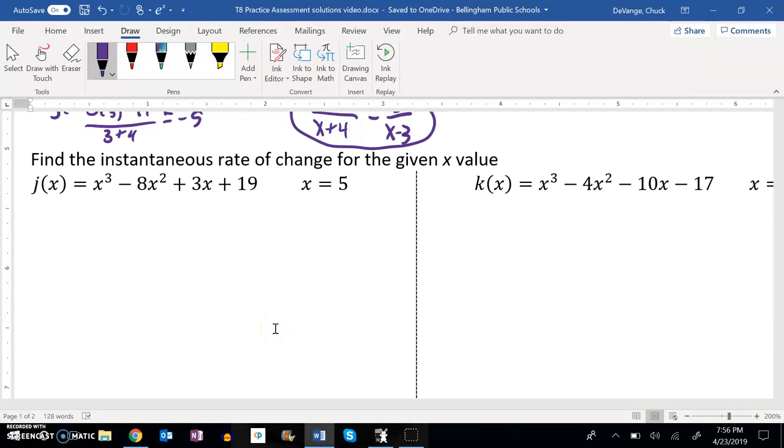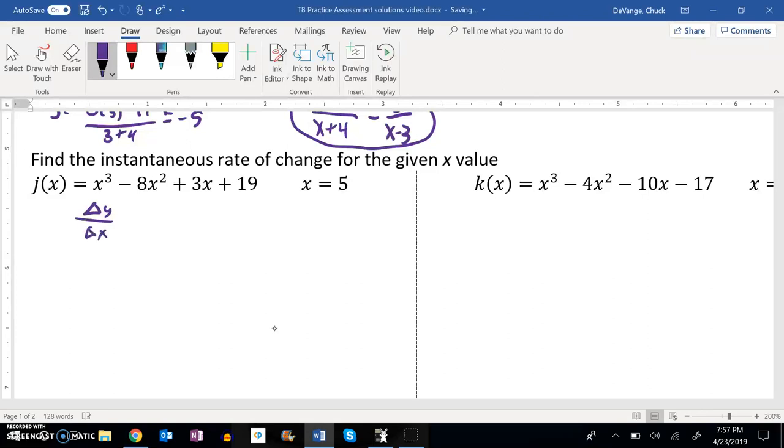So this is pre-calc topic 8. We are going to find the instantaneous rate of change, or the derivative, of this function for that value. So remember what we're thinking about is this slope at that moment. So we want to know the change in y over the change in x.